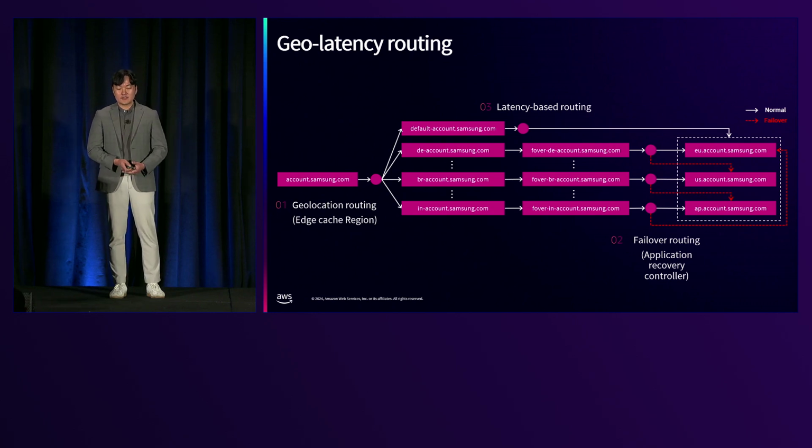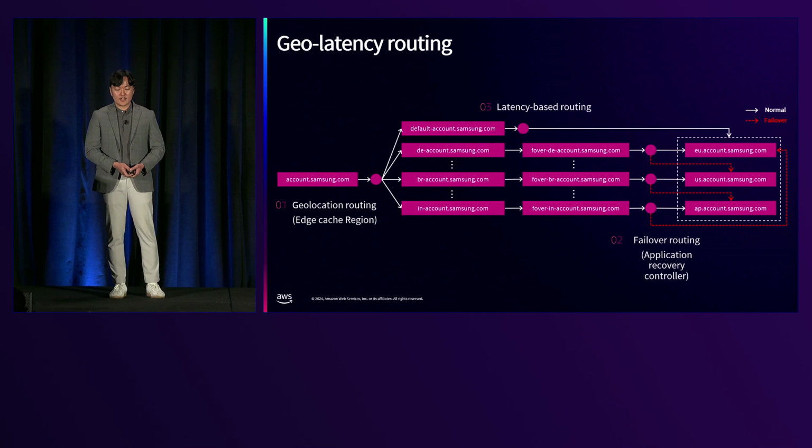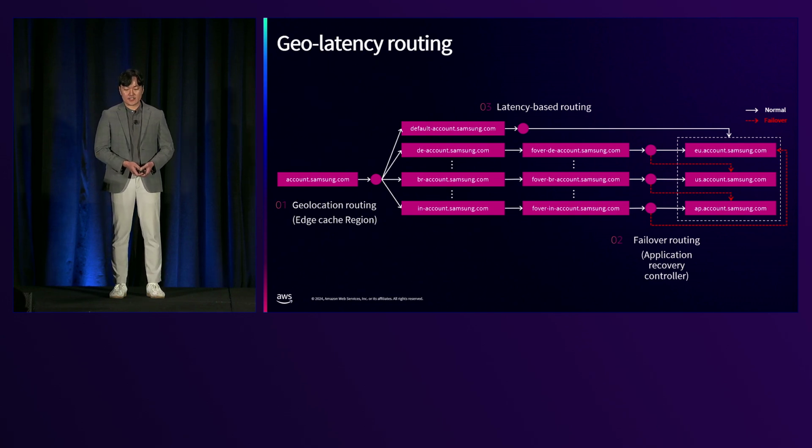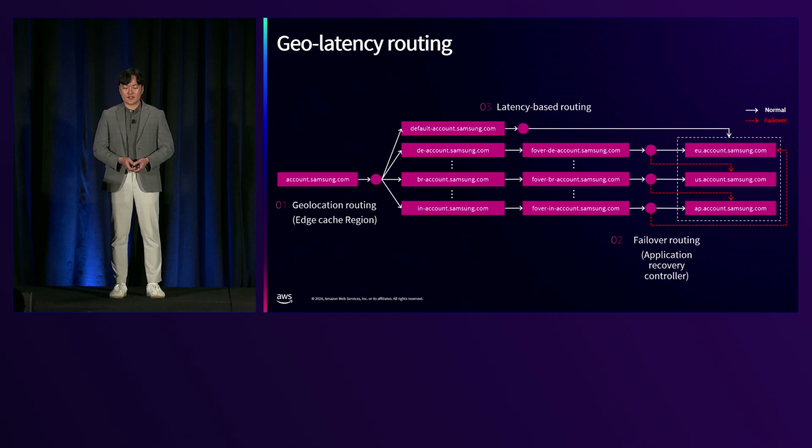By combining Route 53 ARC, geographical routing, and CloudFront edge location accessibility, we finally create a geo-latency routing architecture that guarantees high availability and facilitates disaster recovery operations. Let me summarize the entire global DR architecture using account.samsung.com as an example.